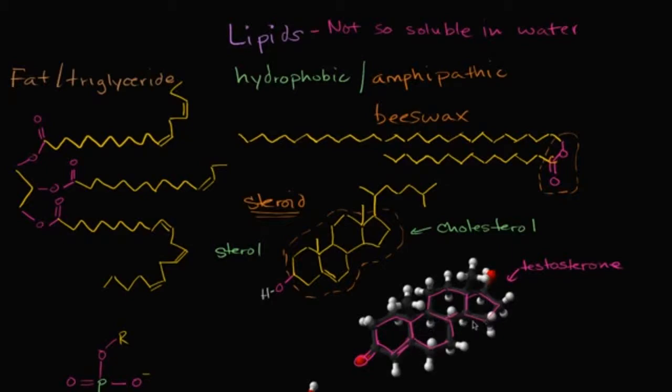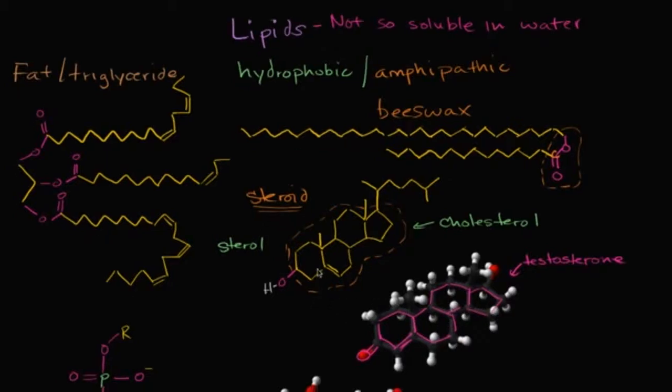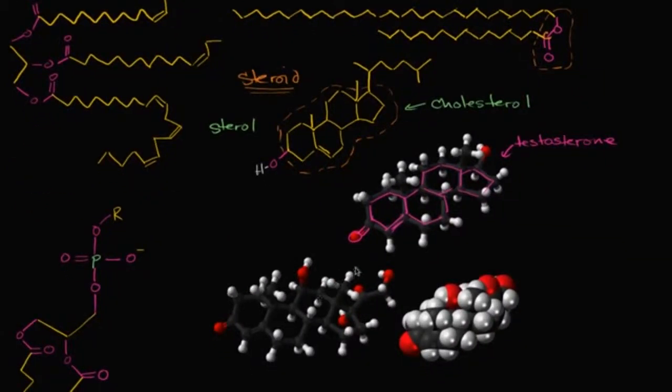But this is a derivative of cholesterol. This is testosterone. It is a steroid hormone. This is another steroid hormone. This is cortisol. Cortisol also can be derived from cholesterol. And you see the telltale signs.